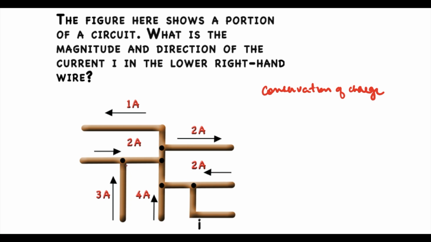So we can pick any junction and work our way through the circuit. Here, let's start with this first junction over here, and what we see is a 3 ampere current entering in and a 2 ampere current entering here. So the net current flowing in this direction would be, let's say, 5 amps.